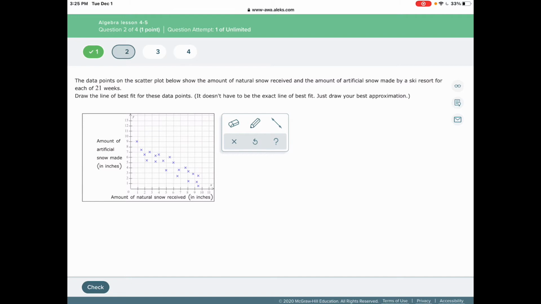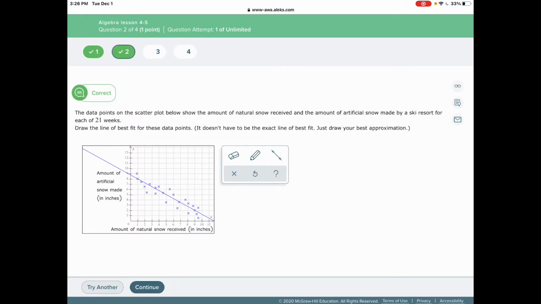So basically I'm just going to grab my line and place my first point somewhere where it looks like it's going to go through pretty good, and use that second point, and I'm just eyeballing my way through there. It doesn't have to be perfect. And I would call this a fairly good negative correlation there. And what it's saying is the more natural snow we get, the less artificial snow the ski area makes. And so that makes sense. If you have enough natural snow, you don't even need to make artificial snow. Ta-da!